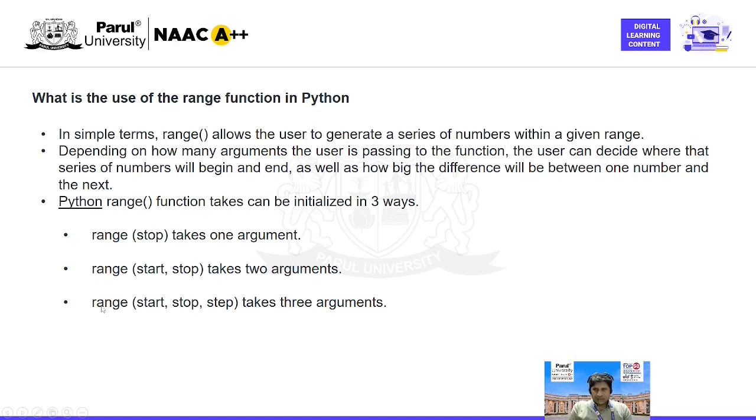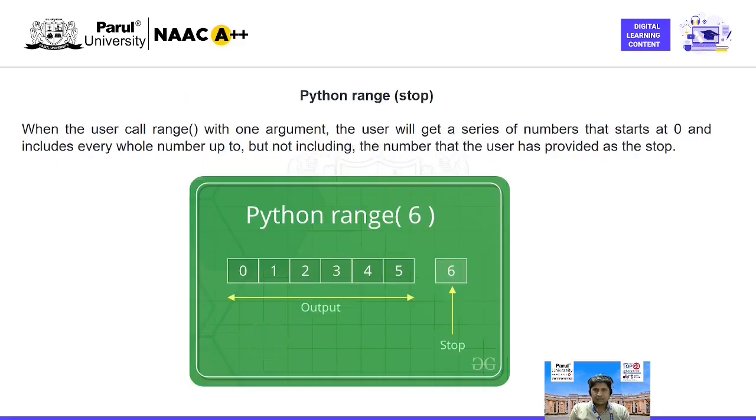And the difference between two numbers is 1. The third one is all three parameters, that is start, stop and step. It takes three arguments, and the value of start you have to provide, the value of stop you have to provide, and the step value is also provided by the user. And according to this, the range function prints the sequence. Now we will discuss all these three types of function one by one. Python range first, Python range stop.